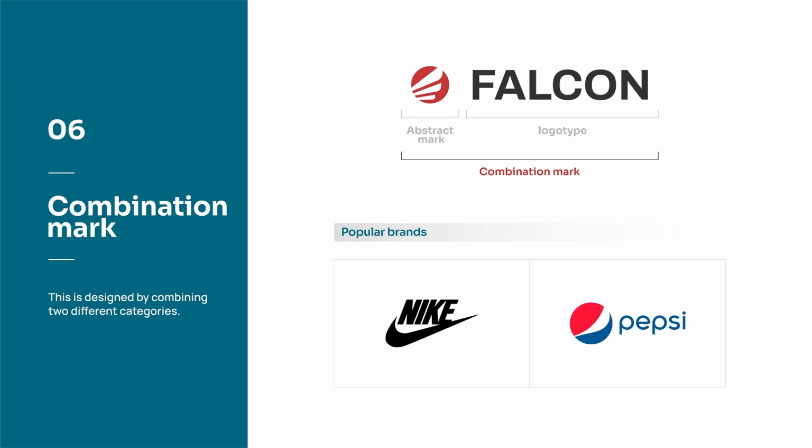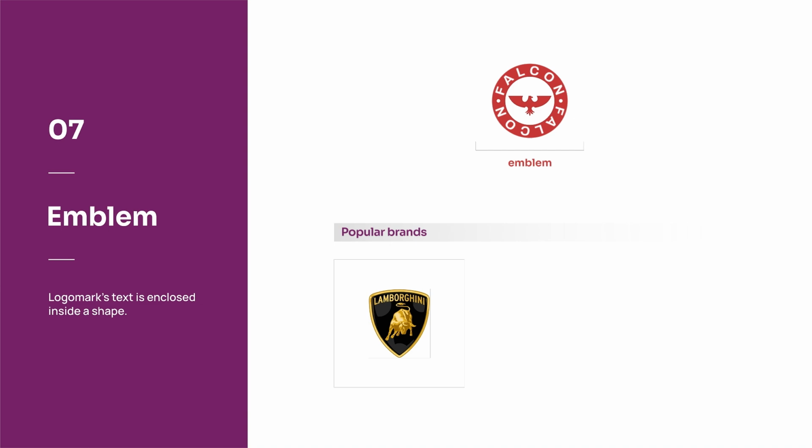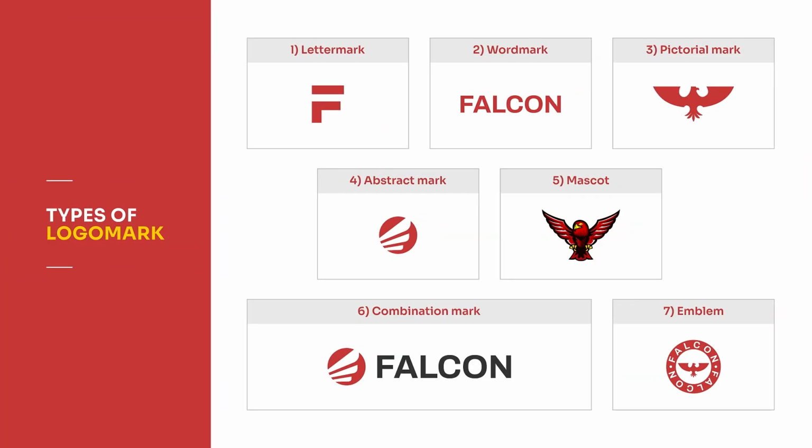And lastly, we have emblem. In this category, the typography of the logo is enclosed inside a shape, just like this. This type is commonly used by car brands like Lamborghini, Ford, and BMW. And these are the 7 categories, or you can say the terminologies of logo mark. I tried my best to simplify these terminologies for your ease and better understanding. I hope that you grasp the concepts completely.